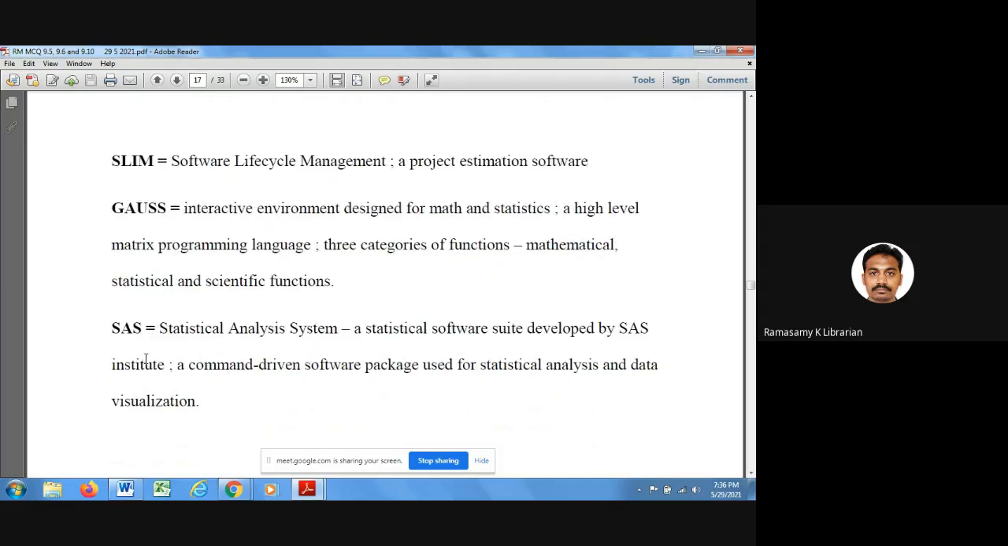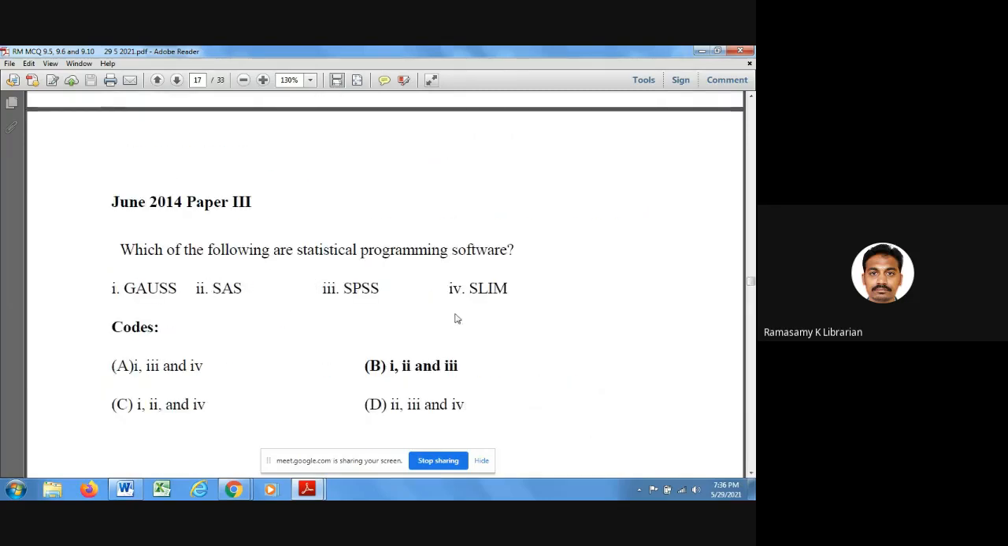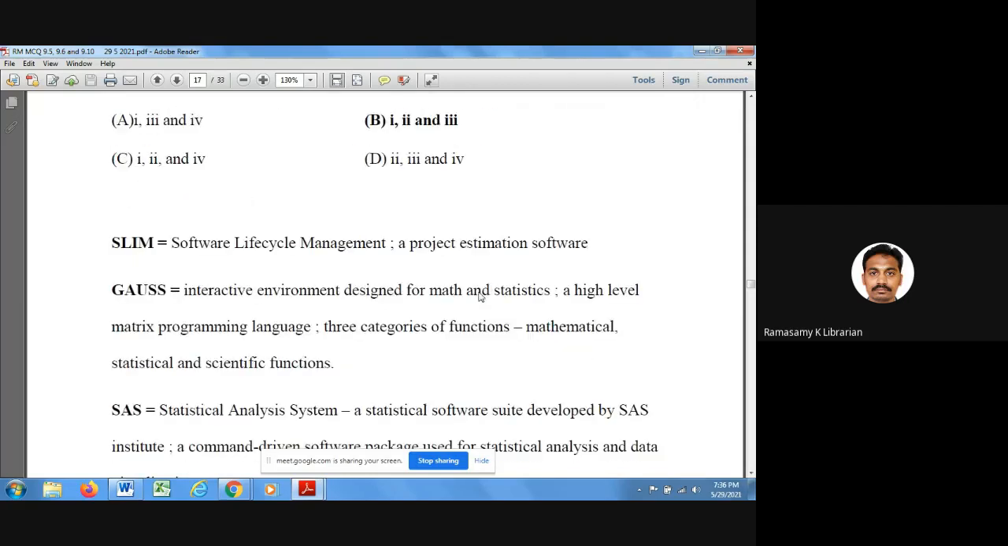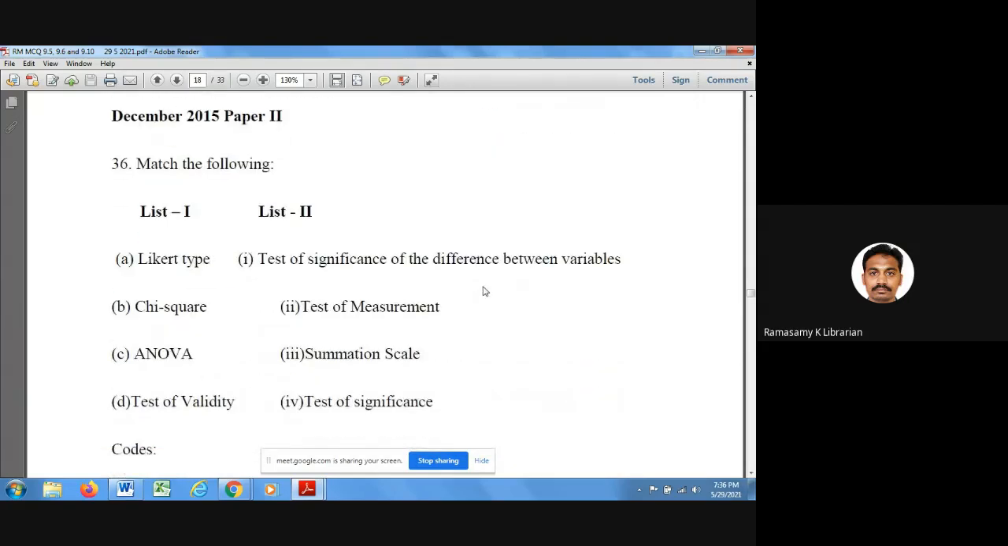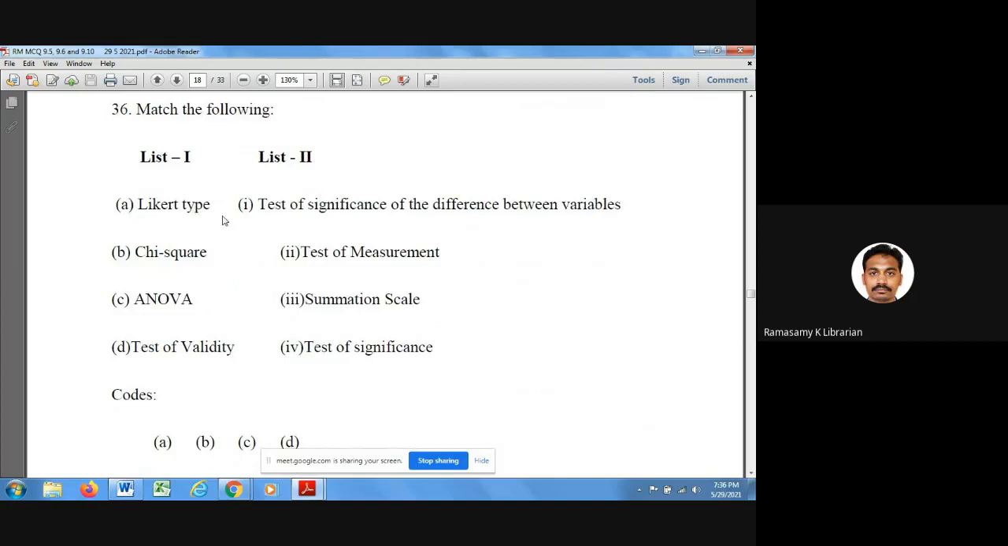In the same way, SAS stands for Statistical Analysis System, which was developed by a private company called SAS Institute. It is a command-driven software package. So out of these, only SLIM is not a statistical package. Fine. Next one, scale types. Likert scale. So what is Likert scale?